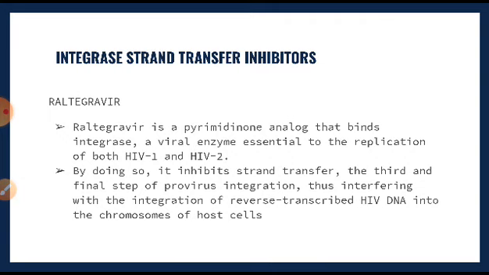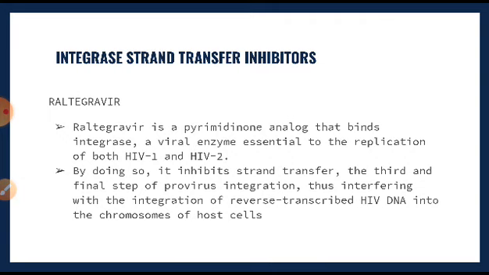Another category is the integrase strand transfer inhibitors, that's raltegravir. Raltegravir is a pyrimidinone analog that binds integrase. You know, the integrase enzyme helps in the integration of the viral nucleic acid. So it acts on that enzyme, and that's why it disturbs the integration process, and so the viral maturation process. It targets a viral enzyme essential to the replication of both HIV-1 and HIV-2.